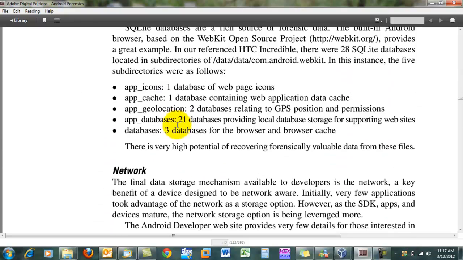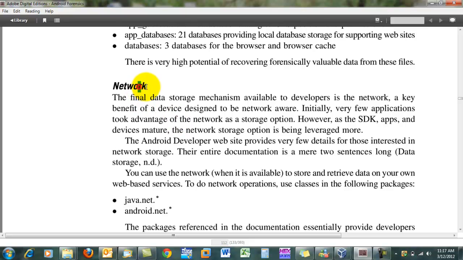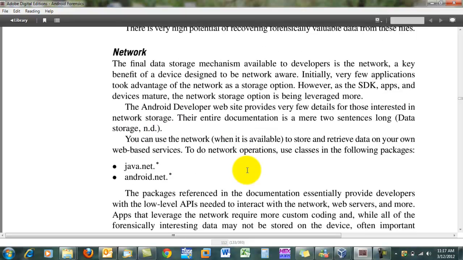The last method of storing data is under network. That means when applications access a network, whether using Java Net or an Android application, and mostly when you do this type of network accessing, you will tend to write some of the data in the log file. It gives you some idea of how the network is being accessed, or sometimes they pass information through a network where you can have some forensically interesting data that you can pull out.